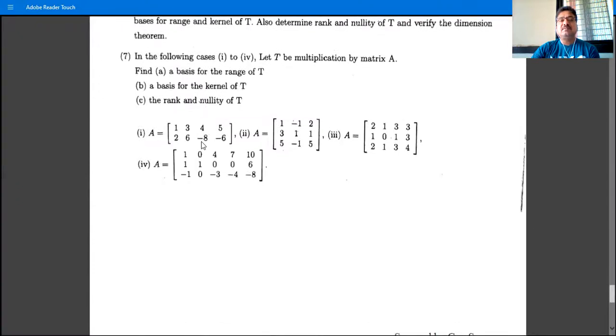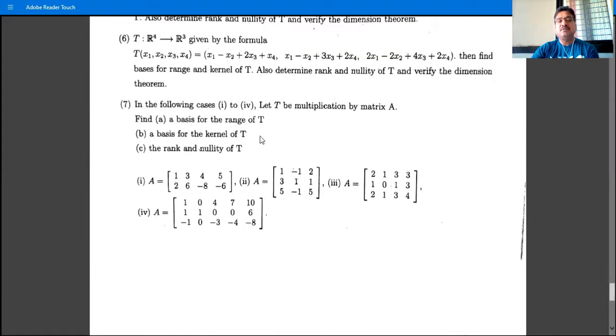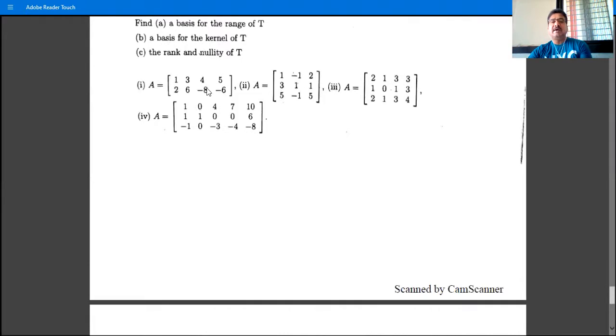So these are the standard matrices given. Find the basis for kernel of T. Find rank and nullity of T. Find the basis for range of T. Find basis for kernel of T. So standard matrices are given.